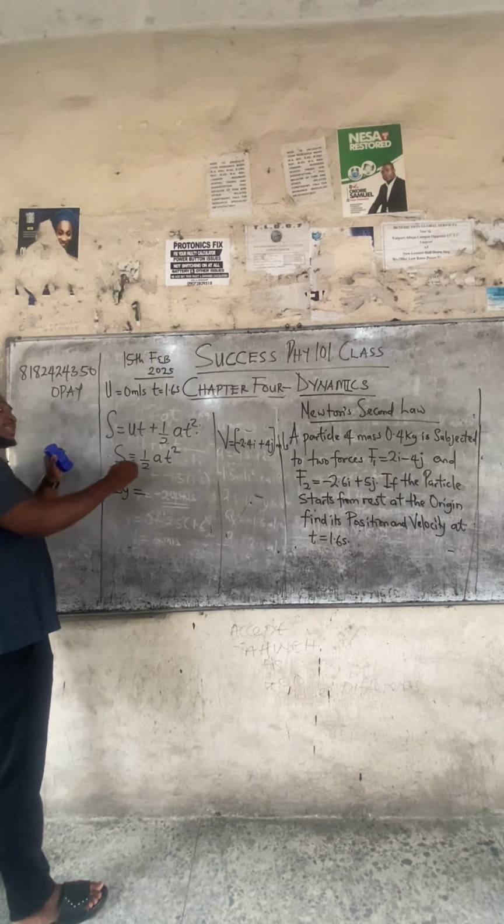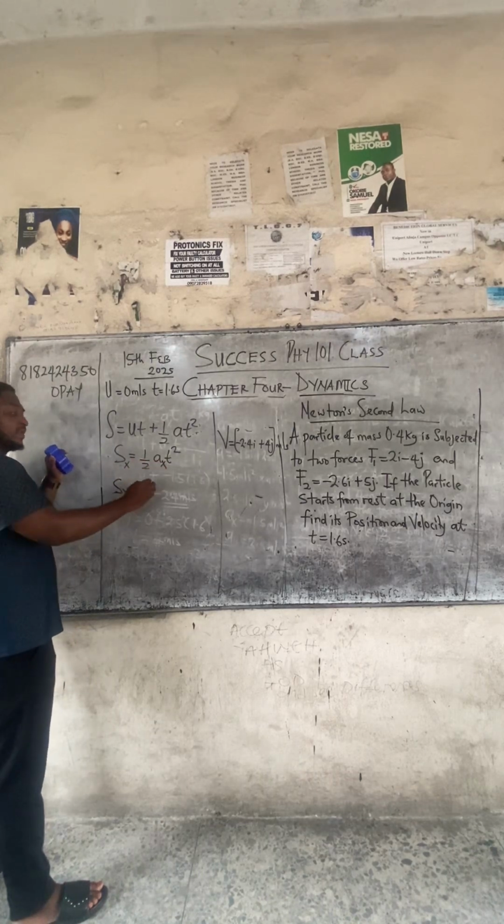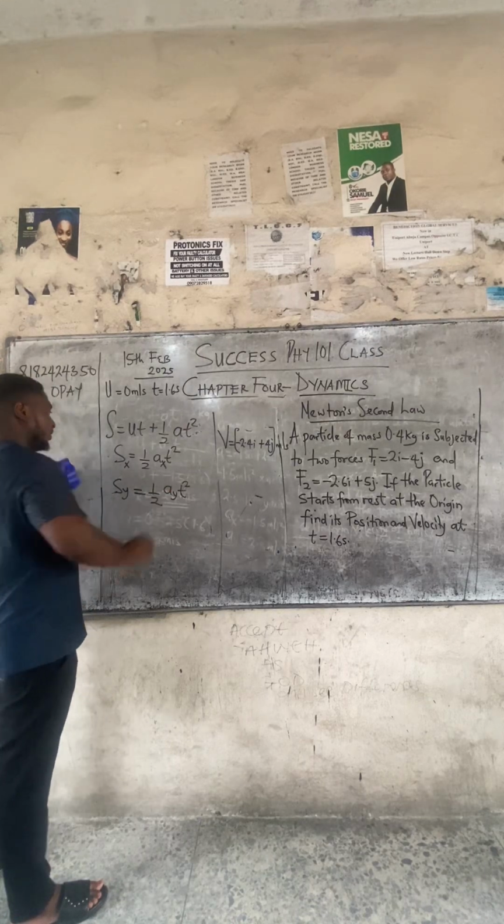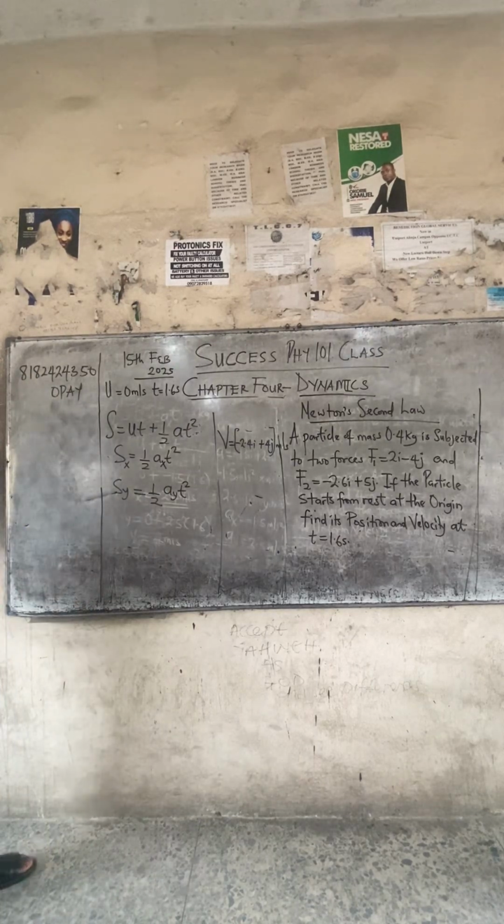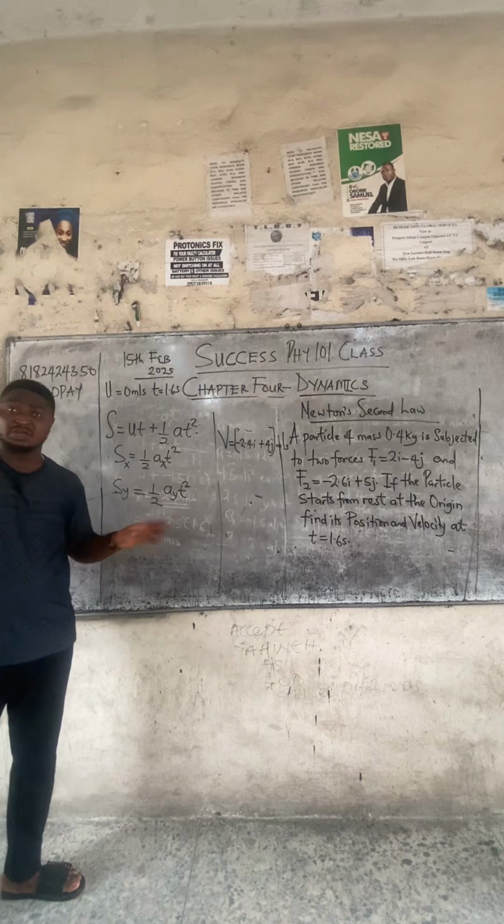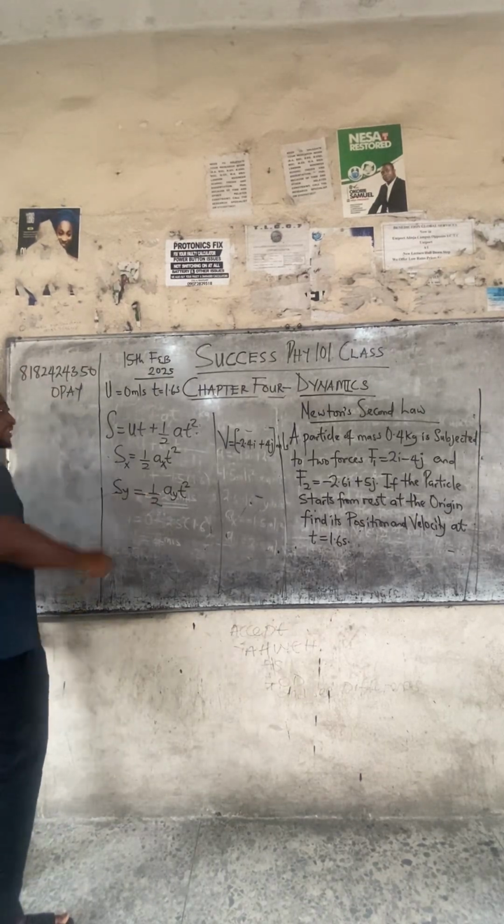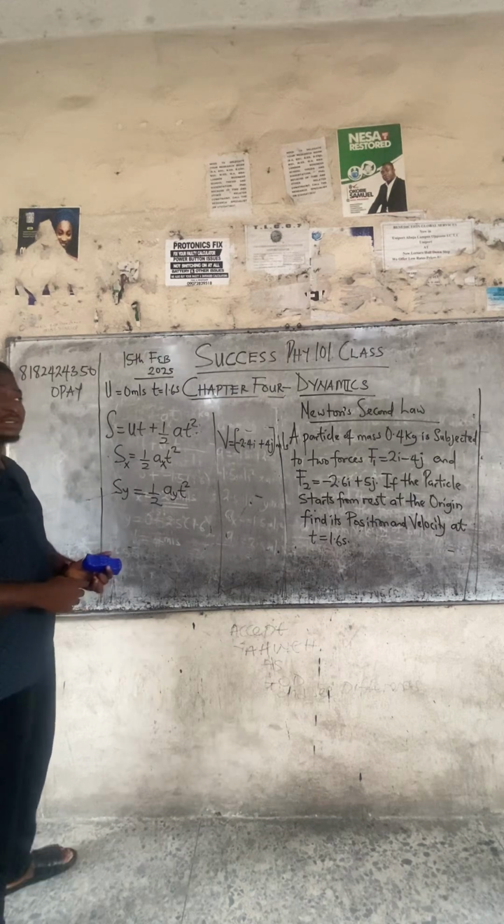When we want to get it on the x-axis, we use the acceleration on the x. And when we want to get it on the y-axis, we use the acceleration on the y. For the x-axis, we use the acceleration on the x-axis. For the y-axis, the acceleration on the y. Class, do we have acceleration on the x-axis? Yes, we've gotten it.